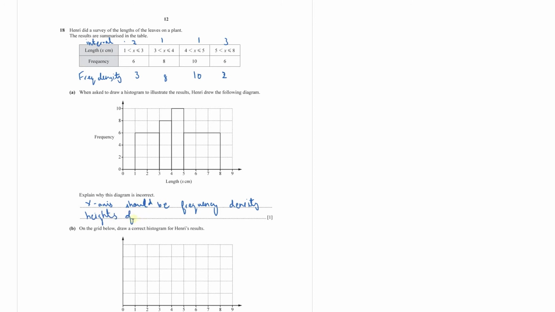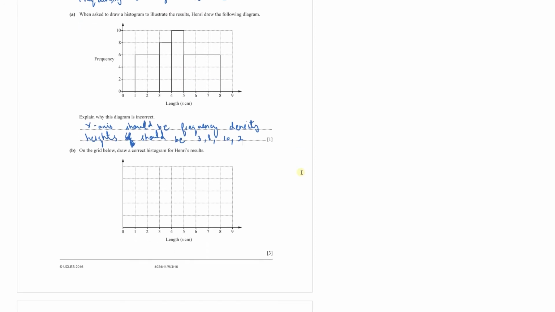The heights should be 3, 8, 10, and 2. So these are the two things that are wrong here. The heights 8 and 10 are correct, but the first and the last heights are incorrect. This should be 3, not 6, since 6 divided by 2 is 3. So this should have been somewhere here. Similarly, the last height should be 2 instead of 6.